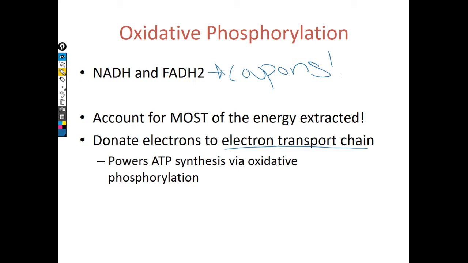So our NADH and our FADH2, remember, are called electron carriers. What we're going to do is break them. Remember, when you break molecules, you get energy out. In this case, our energy is going to be these electrons. And these electrons are going to act as little smugglers now. Remember, our goal is to cheat active transport. That's why they're coupons, right?